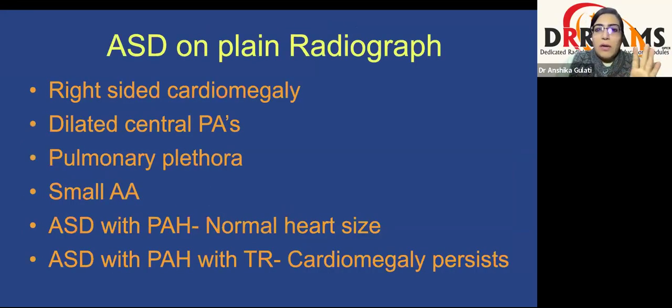So on frontal radiograph, we'll see right-sided cardiomegaly because of volume overload to the right side. And also we'll see signs of pulmonary plethora because of increased vascularity across the pulmonary arteries.